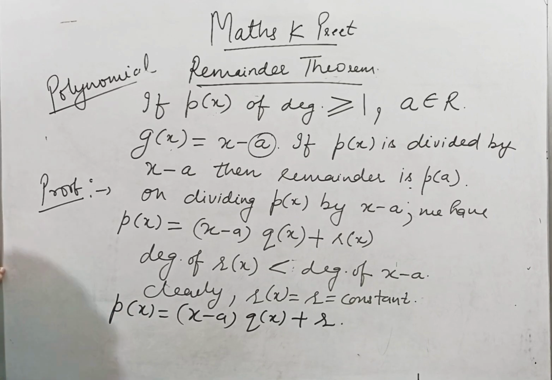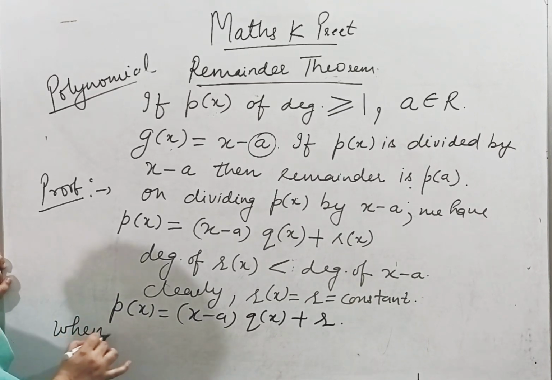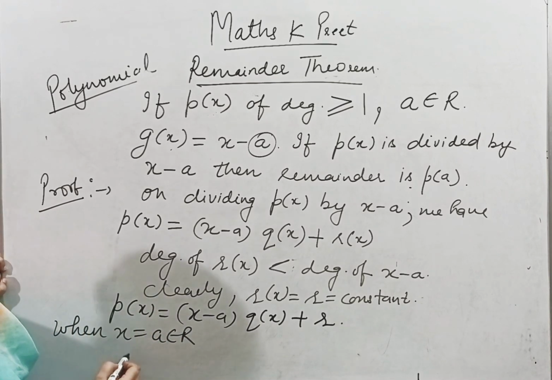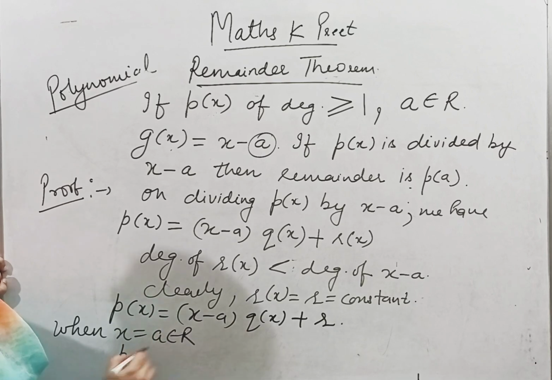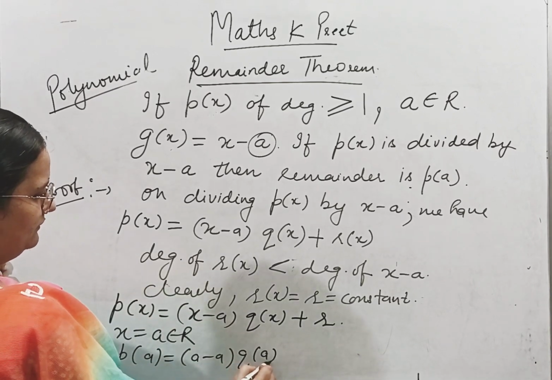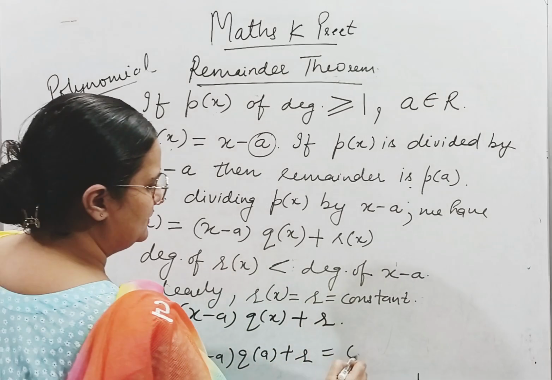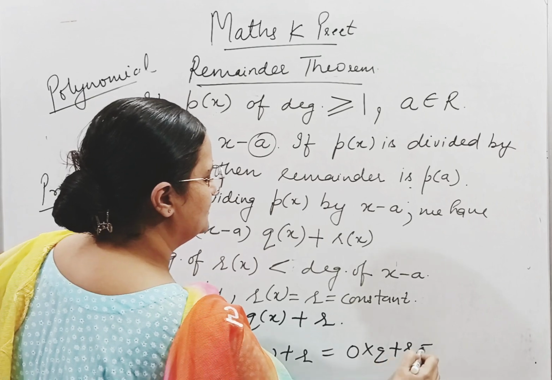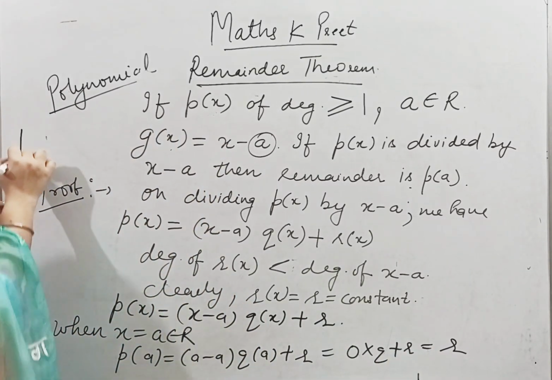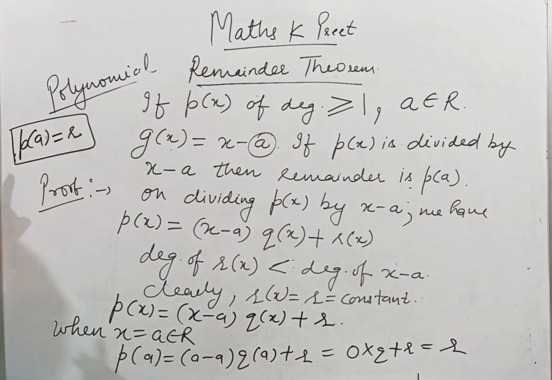So this x can have any value from the real numbers. We will take a particular case when x is equal to a, from the real numbers. So we will take x equal to a in the above equation: (a minus a) q(a) plus r. So a minus a will give us 0 into q plus r. So we are left with r. In the end we have p(a) is equal to r. Hence proved. This was the theorem.